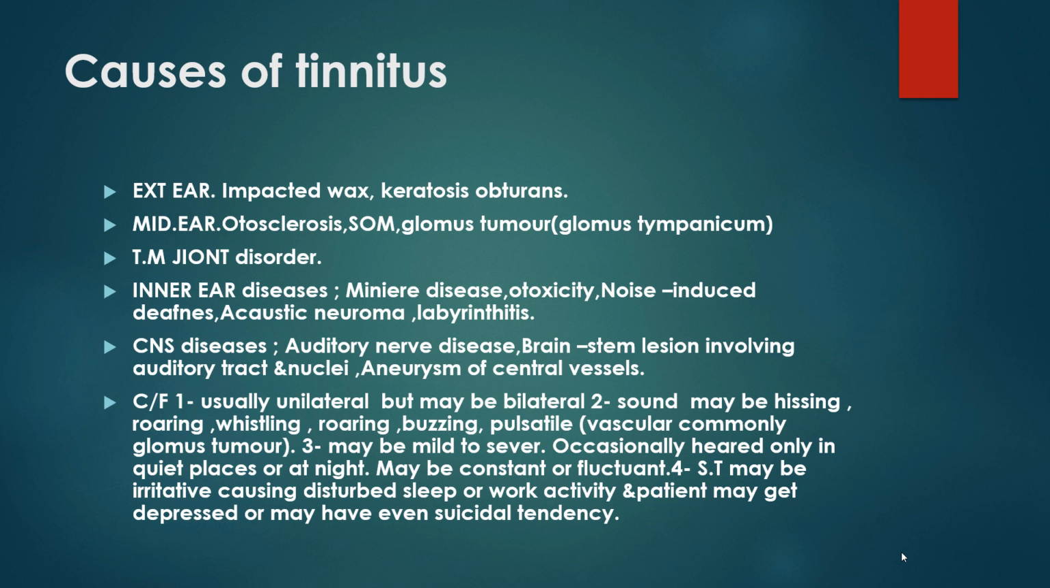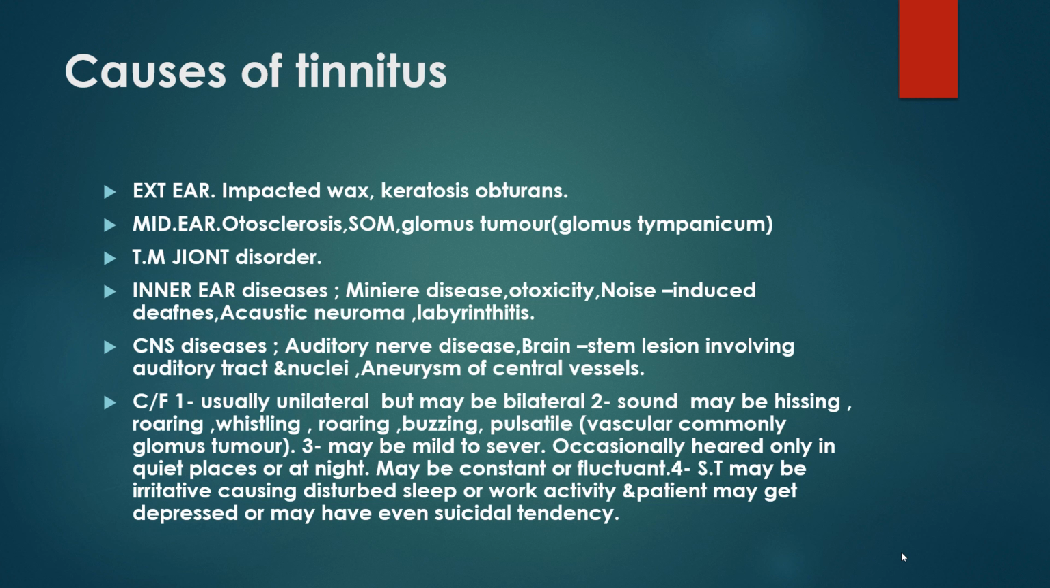Now we consider the causes of the tinnitus, which may be in the external ear or in the middle ear or the inner ear or in the temporomandibular joint or in the central nervous system. Of the external ear causes, we may have impacted wax, or sometimes keratosis obturans. The middle ear causes, we may have otosclerosis, secretory otitis media, or the glomus tumor. When it is in the middle ear, we call it glomus tympanicum. Temporomandibular joint disorders, we may get a clicking sound mimicking the tinnitus. Inner ear diseases, we have Meniere's disease, ototoxicity, noise-induced deafness, acoustic neuroma, labyrinthitis. Central nervous system diseases, either we have auditory nerve disease, brainstem lesion involving vestibular tract and the nuclei, or we may have aneurysm of the central blood vessels.